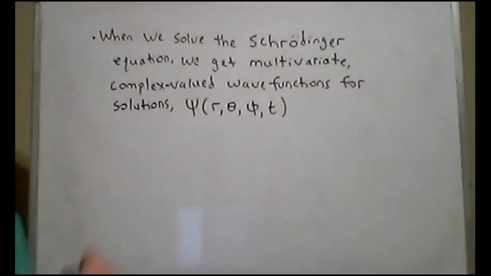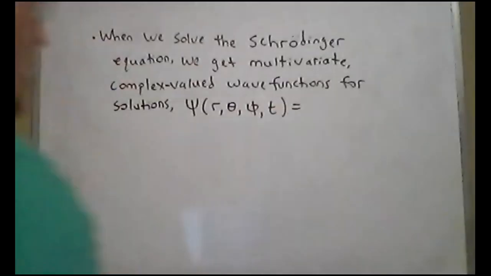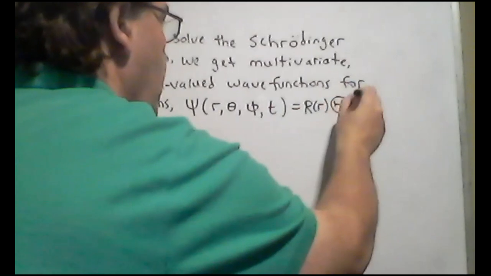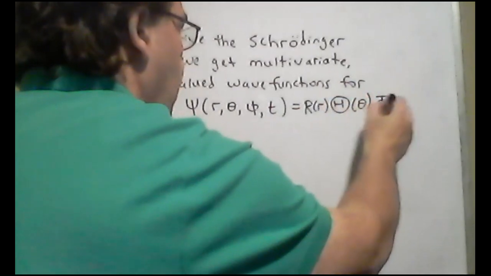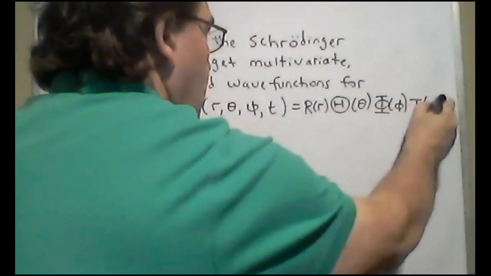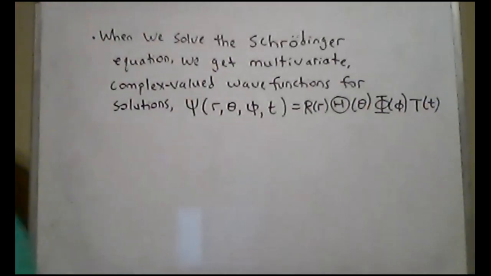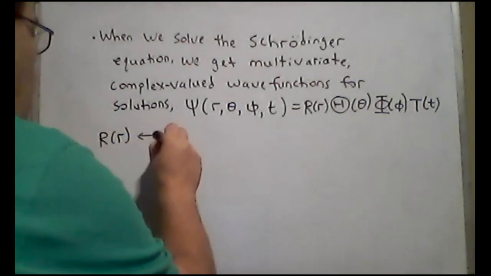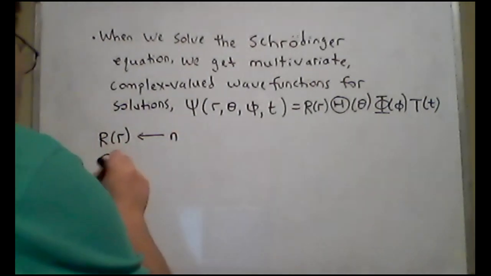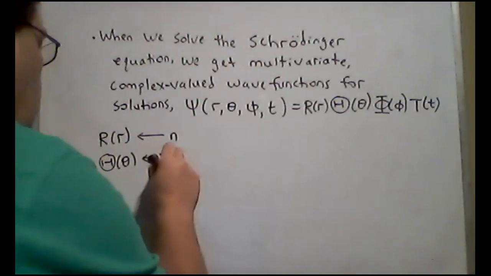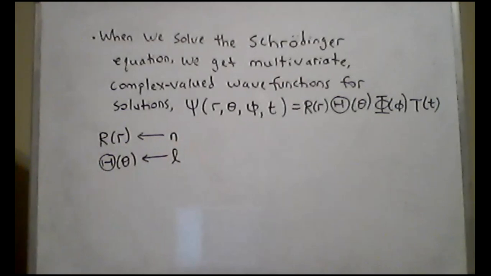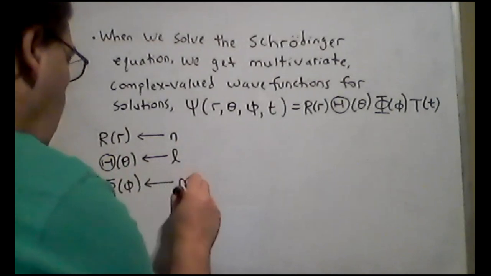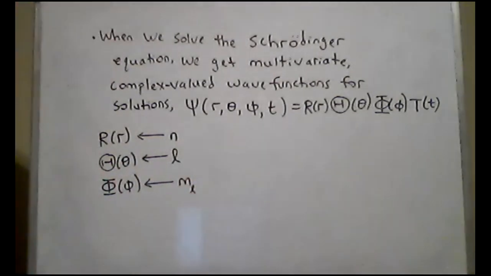Now, I told you that I can also write this as a product of one-dimensional solutions: R of r, a cap theta of theta, multiplied by a cap phi of phi, and a cap T of t, if you will. I told you that R of r was described by a quantum number, n. The one corresponding to cap theta was the orbital angular momentum quantum number L. And for cap phi of phi, the associated quantum number is m sub L. Where does the spin come into play?